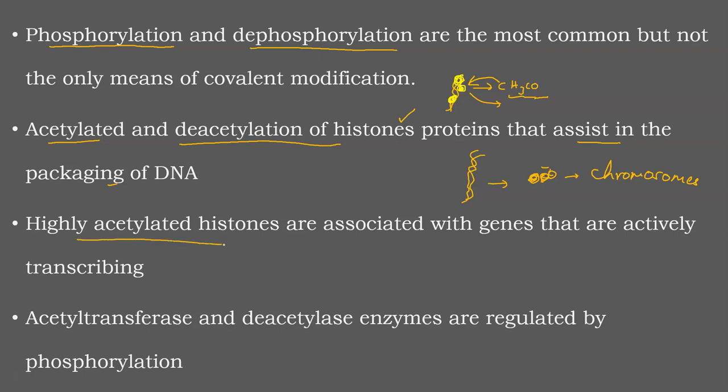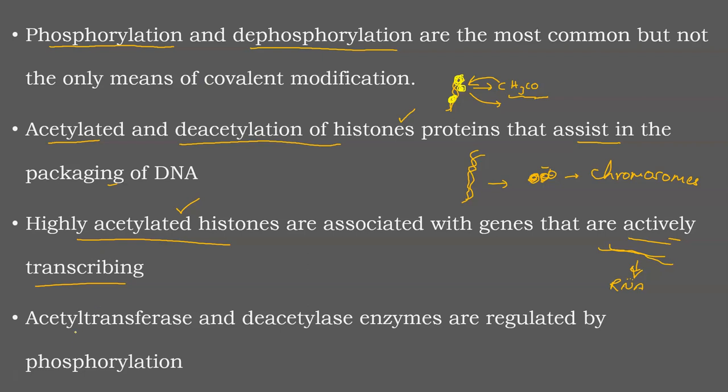Highly acetylated histones are associated with the genes which are actively transcribing. That means in the DNA we will see some of the genes are very actively transcribing. Transcription is nothing but how we get the RNA. So there are some genes from which the RNA is actively transcribing. In those genes, what type of histones are present? Acetylated histones are present. Highly acetylated histones are present in the actively transcribing genes.